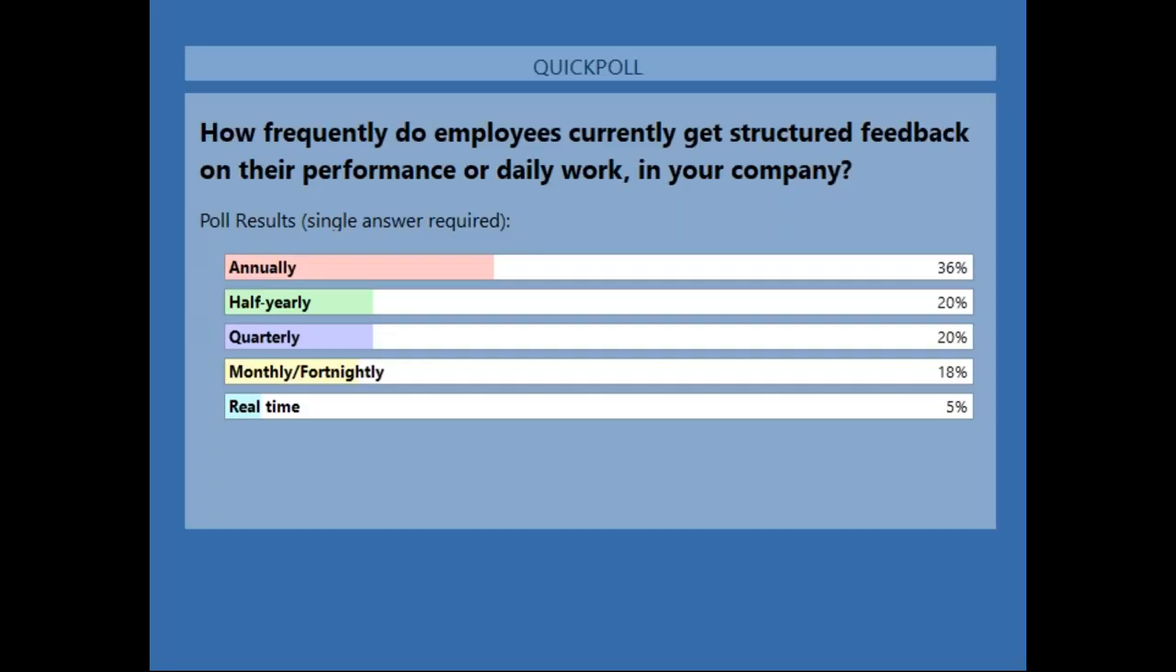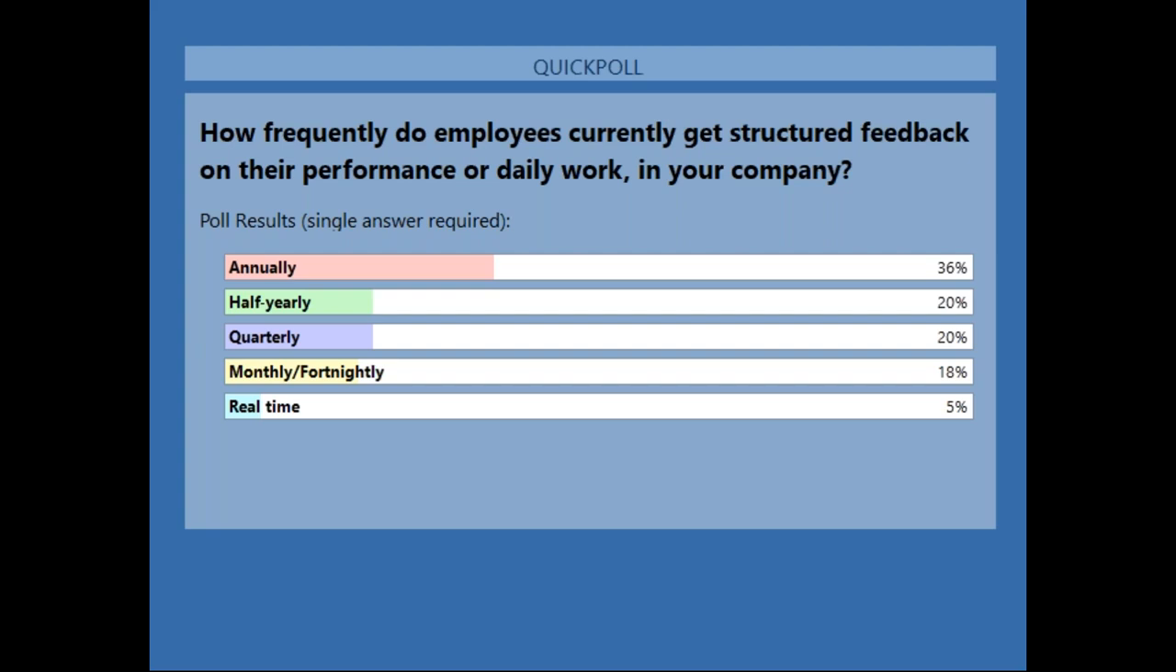So you see the results on your screen now. So about 36% of you say you do it annually, 20% say half yearly, 20% say quarterly. So that's 76% of you say you do it quarterly, half yearly, annually. 18% of you say you do it monthly, fortnightly, and just about 5% say real time. So that's excellent. Let's move on and see why I took this poll and why I asked you that question.